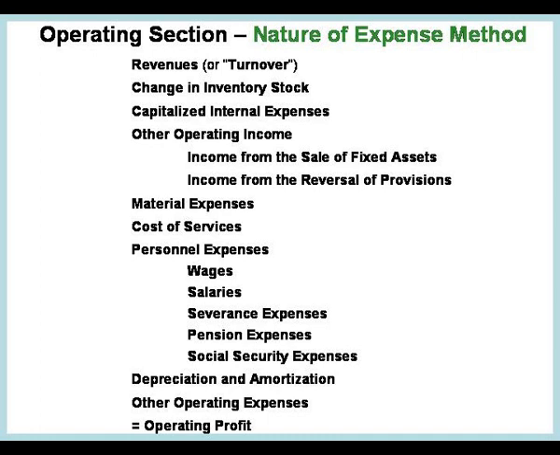Then the next position is the change in inventory stock, which, as we just talked about before, is usually an income position, can also be an expense position, though it refers to the increase or decrease of inventory in our warehouse from the beginning to the end of the year. The third position is also an income position that we talked about before. The capitalized internal expenses must always be an income position. And then we're left with any other operating income that a company generates.